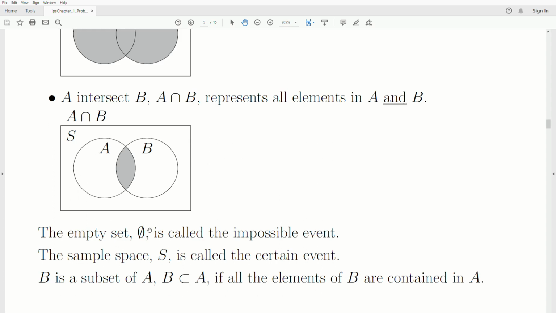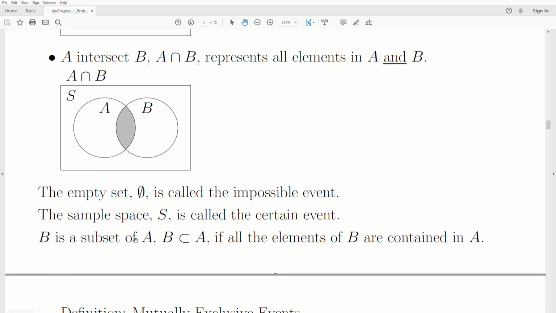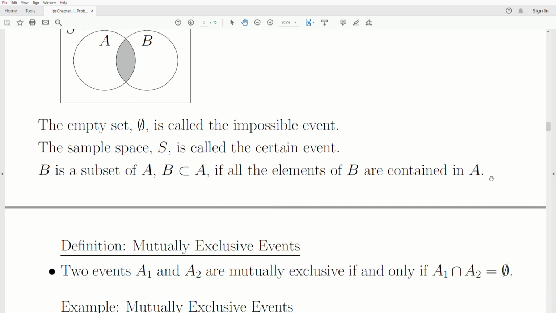Now the empty set, denoted by this symbol, is called the impossible event. It means it can't happen. The sample space S is called a certain event because one of those elements has to happen. That's what a sample space is. Now B is a subset of A, denoted by this. B is a subset of A if all the elements in B are contained in A, the elements in A.